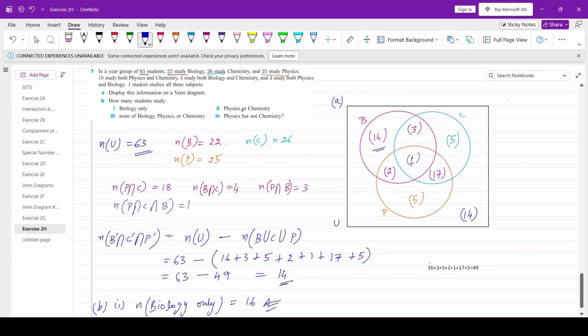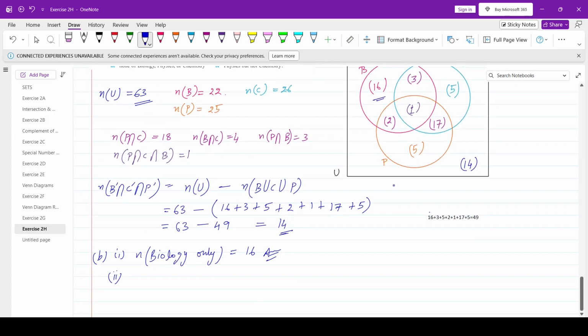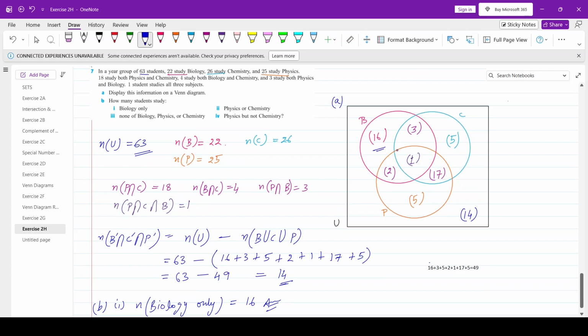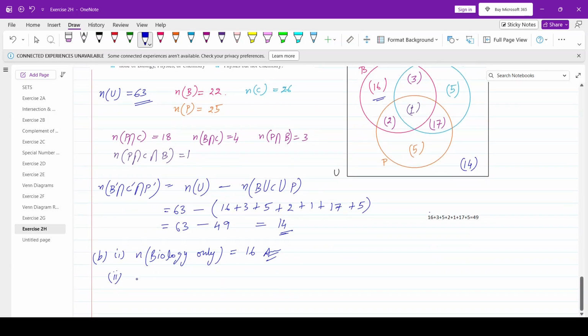The part 2 says physics or chemistry. Therefore, physics is this part, chemistry is this part. So physics or chemistry will contain this whole region, the union of physics and chemistry. So this will be physics union chemistry, which is going to be 3 plus 5 plus 1 plus 2 plus 17 plus 5. This is going to be 33.